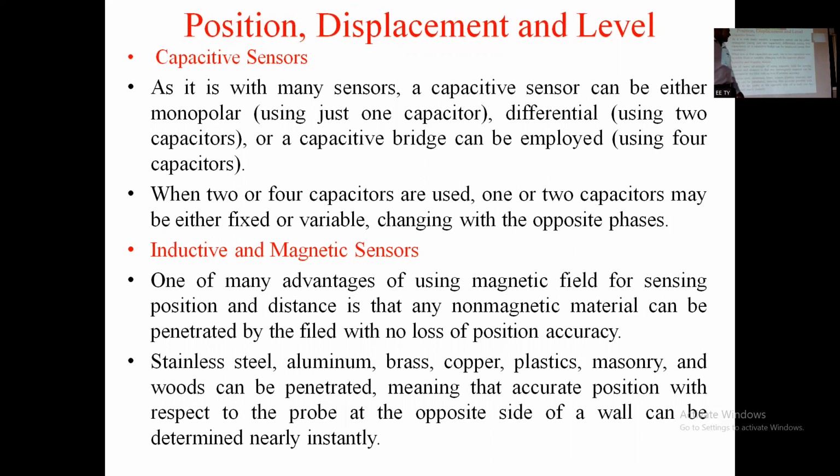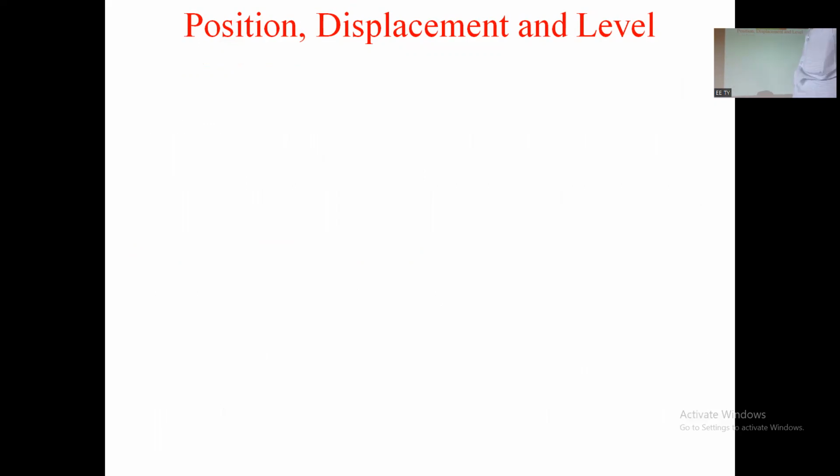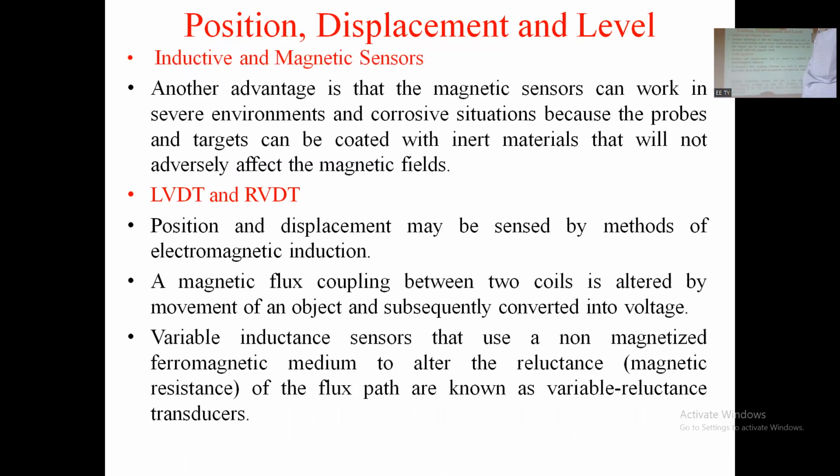Okay, inductive and magnetic type of sensor. So this is also one of the advantages of these types of sensors. And the last advantage is that the magnetic sensor can work in a severe environment, that is, dirt or dust. Okay. Dirty environment, dust, corrosive situations: it is able to be used in corrosive situations because the probe and target can be coated with inert material that will not adversely affect the magnetic field.